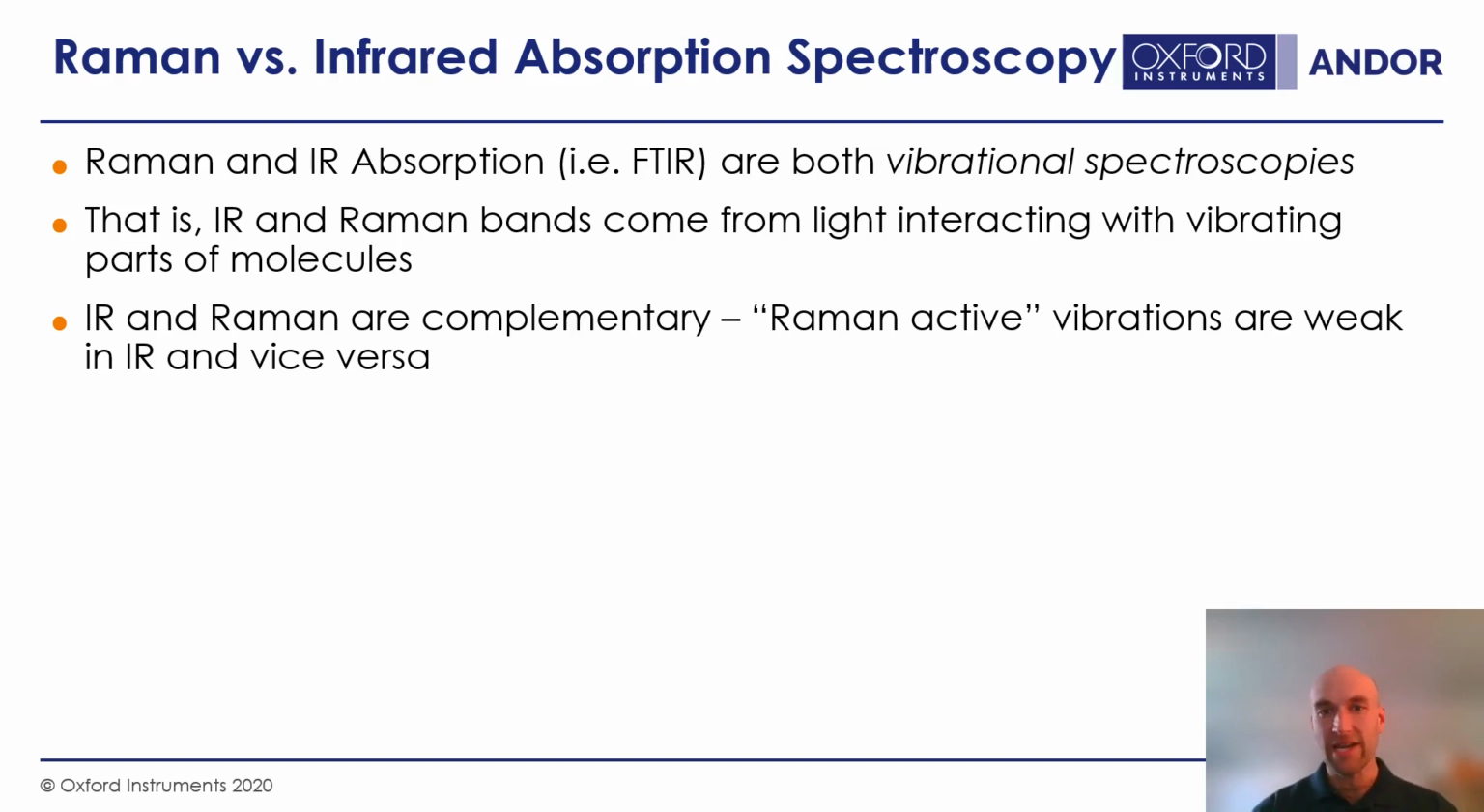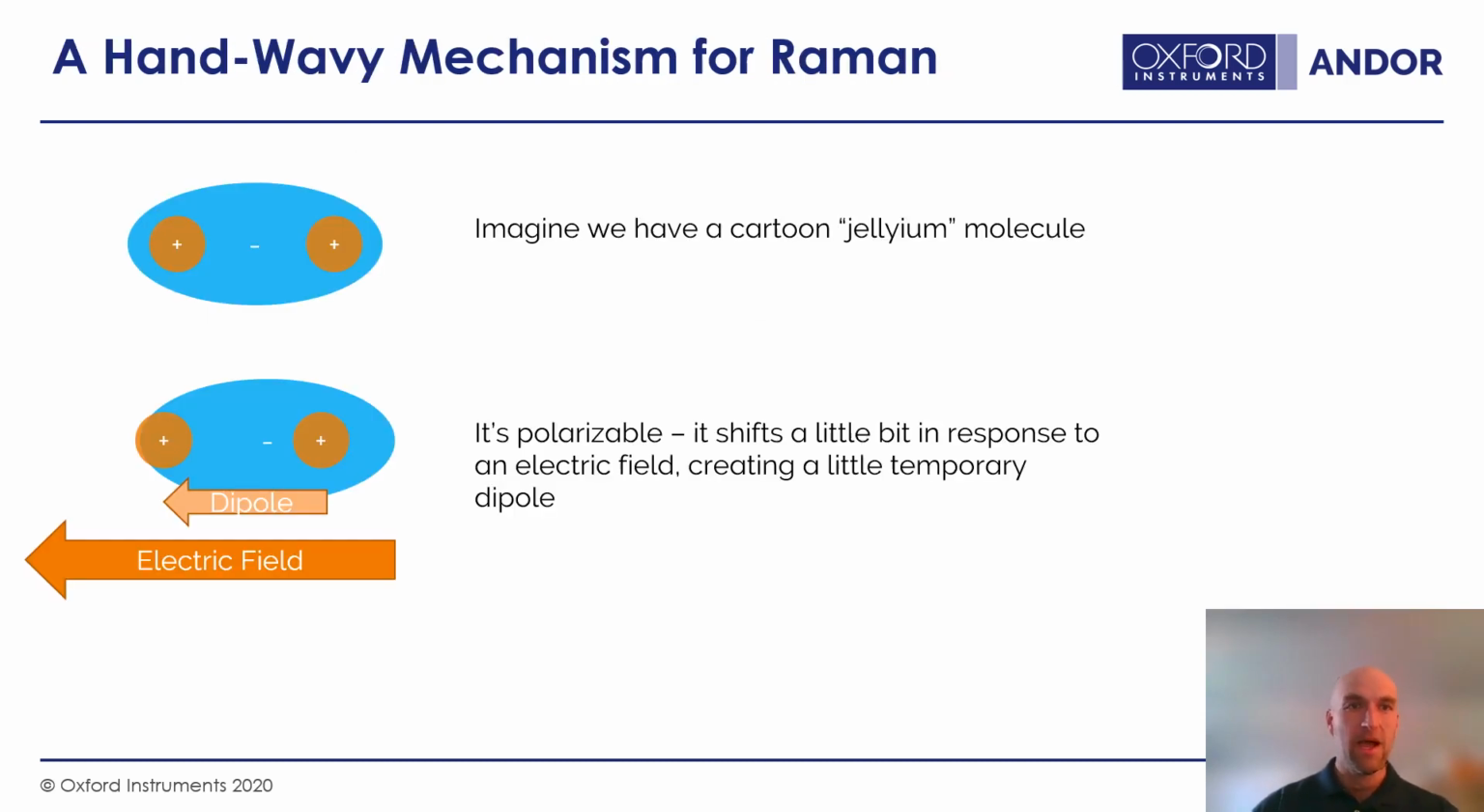Raman active vibrations are weak in IR and vice versa. So let's talk about why that might be, and I'll give you a very hand-wavy mechanism for Raman scattering. So imagine we have a jellium molecule, a diatomic jellium molecule. That is to say, there are some small positive nuclei here surrounded by a jelly-like negative cloud of electrons.